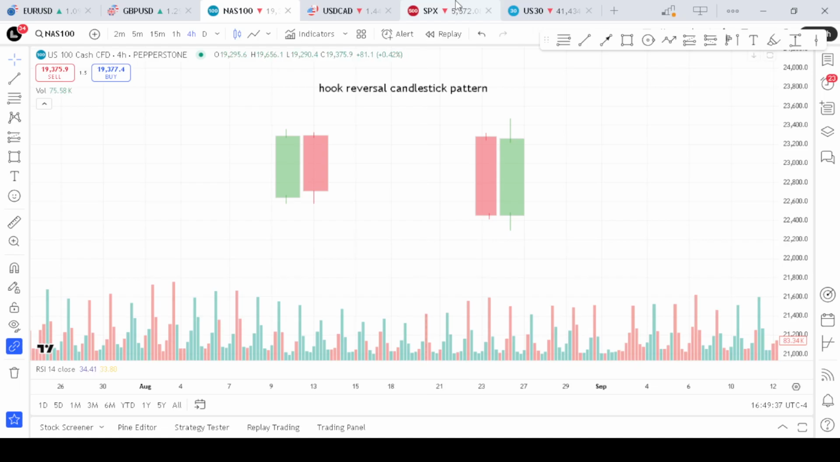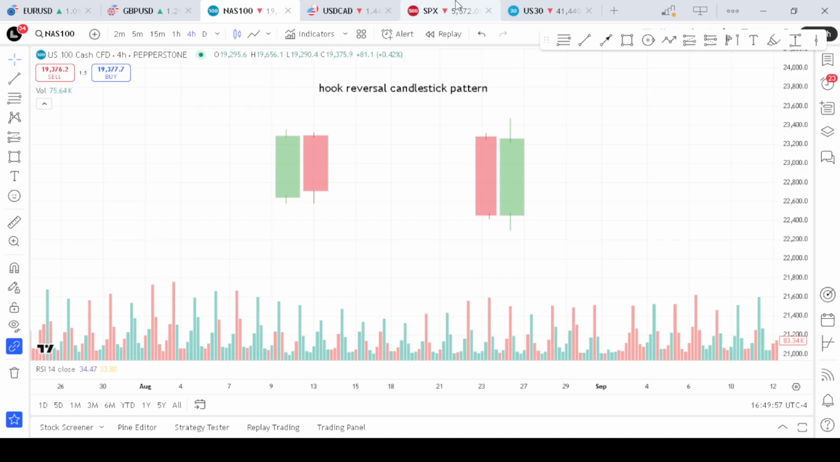This pattern can be a game changer in your trading strategy, helping you to spot market turns before they happen. So stay with us until the end of this video to help you identify this pattern, understand its implications, and effectively incorporate it into your trading arsenal.